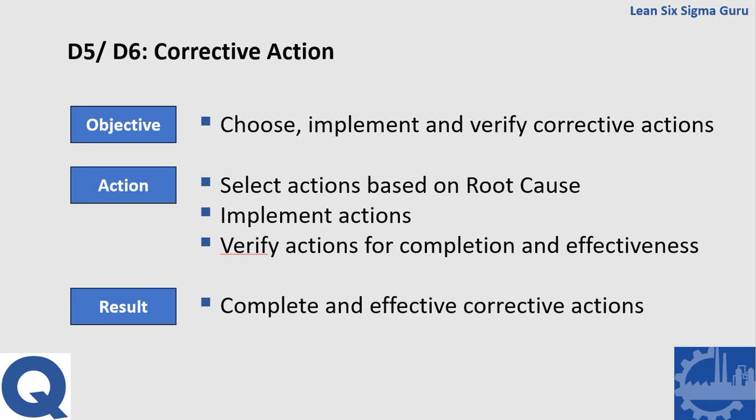In D5 and D6, we have an objective, that is to choose, implement, and verify corrective actions. Those actions will be selected based upon the root cause analysis. They must be specifically tied to the root cause analysis. We will implement actions and then verify those actions for completion and effectiveness. Were they done? Did they actually work? The result is complete and effective corrective actions.